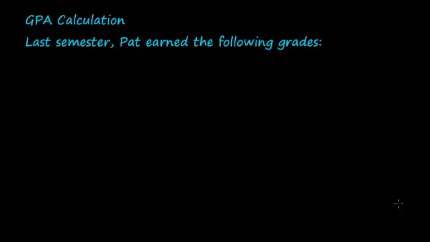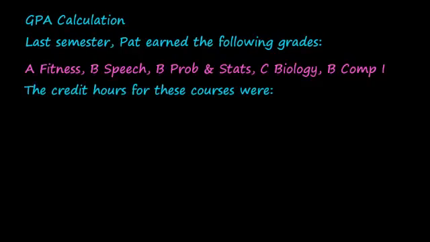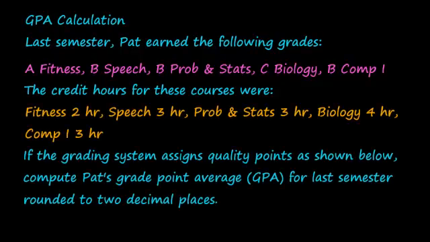Another common weighted mean calculation is a GPA calculation. So let's look at an example. Last semester, Pat earned the following grades: A in fitness, B in speech, B in prob and stats, C in biology, and a B in Comp 1. The credit hours for these courses were: fitness, a 2-hour course; speech, a 3-hour course; prob and stats, a 3-hour course; biology, a 4-hour course; and Comp 1, a 3-hour course.